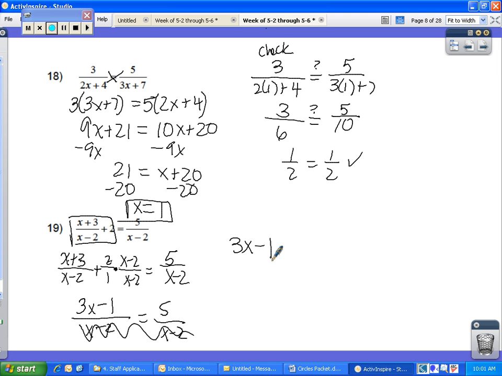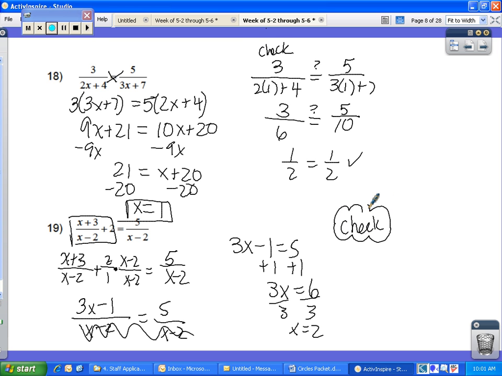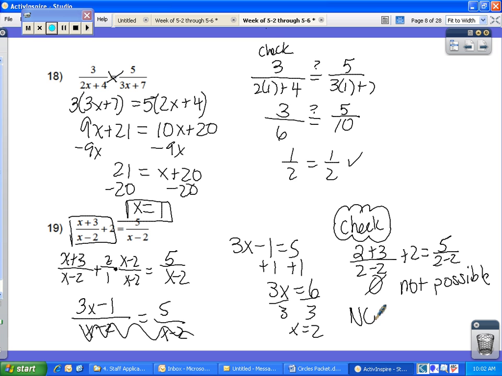3x minus 1 equals 5, which is a much easier equation to solve than a quadratic that you would get if you cross multiply. So x equals 2. And now you have to check that. So, you do 2 plus 3 over 2 minus 2. What do I get with 2 minus 2? That's right, I get no solution. It is not possible. So therefore, since my only solution is not possible, there is no solution to this problem.